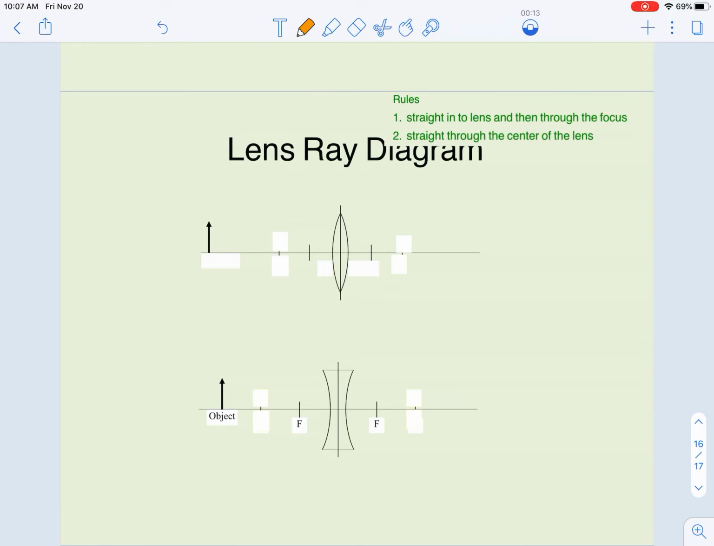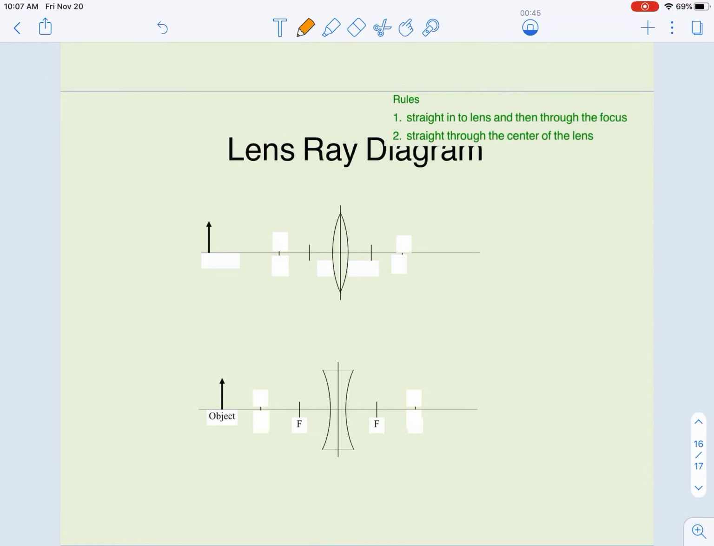All right, we're going to take a moment to talk about how to create the ray diagrams for lenses. When we are drawing our lines for our light, remember that all of these lines are going to be straight lines. We are going to trace the path of two of our beams of light that come from the top of our object, and we're going to follow the rules that you see here on the screen. Step number 1 is to draw a line that goes from the top of our object, which is going to be an arrow in this case, straight into the lens and then through the focus.